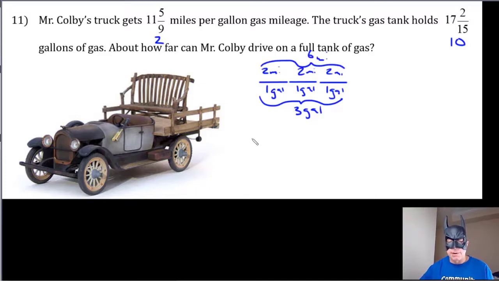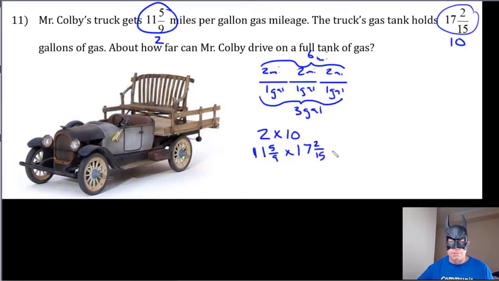And you can use that to figure out the operation. You're taking the gas mileage and multiplying it by the number of gallons, 2 times 10 using these simpler numbers, to find the total distance that you can drive. But then you can substitute the actual numbers, in this case 11 5/9 multiplied by 17 2/15, to solve the harder problem. You get the hardest part out of the way first, figuring out the operation. In this case, it's multiplication.